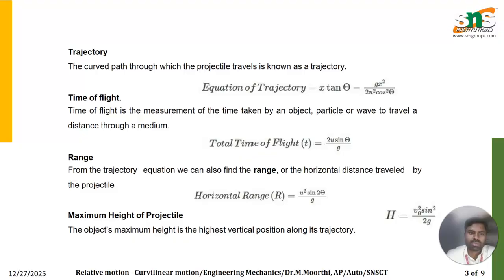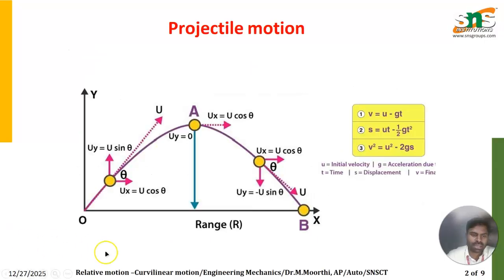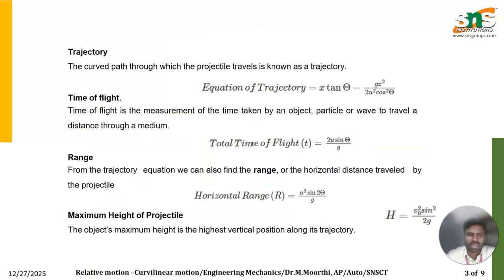So these are some basic components. The curved path through which the projectile travels is known as the trajectory. Second, what is the time of flight? The time of flight is the measurement of time taken by an object or particle to travel a distance through a medium. This is the time taken by the object traveling from O to A, and again from A to B. By adding the time taken from O to A and from A to B, we can calculate the total time taken.